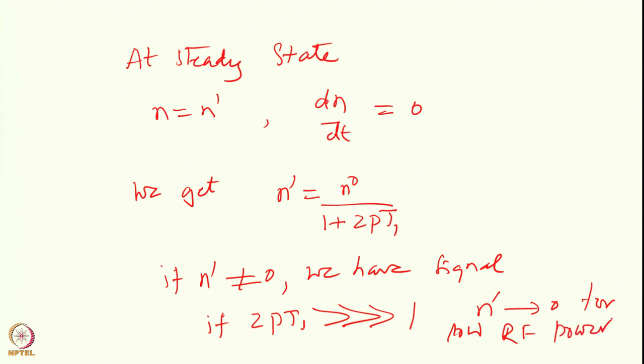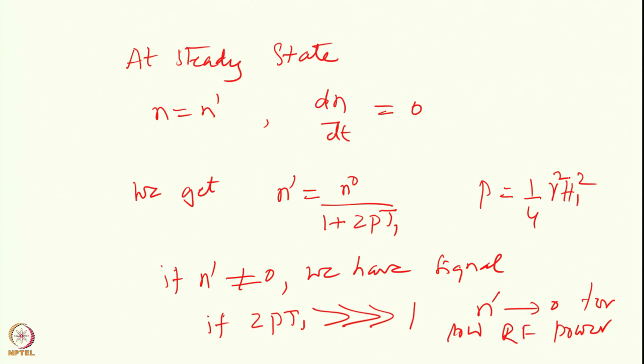And why RF power? Because RF power dictates the value of p, depending upon how much RF power we have. So, let me write here. There is also an equation for p. P is equal to 1 by 4 gamma square H1 square, and H1 is my amplitude, right. So, even when H1 is very small, if 2pT1 is very, very large, then N dash goes to 0.